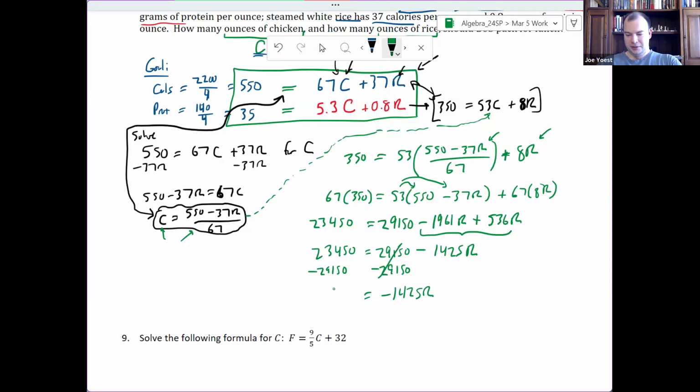23450 minus 29150 is minus 5700. And then I isolate my variable. R is minus 5700 over minus 1425, or R equals plus. And if we do that division, we get 4. So at the end of all of this, R equals 4. We need 4 ounces of rice.